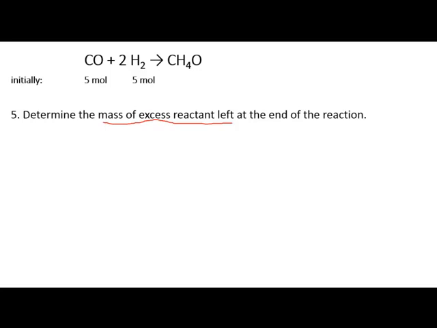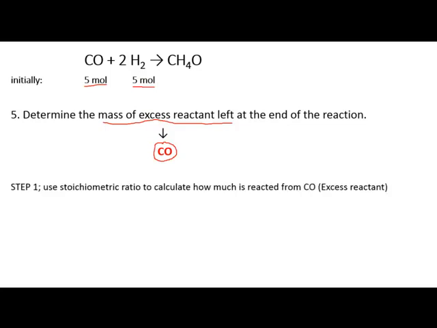Let us recall that we have initially 5 mole of each reactant in the mixture. In order to calculate how much is left, we have to do it in 2 steps. Step 1, we must know which is the excess reactant. Let's remember that in this example CO is the excess reactant. First step, we must calculate how much is reacted from CO.